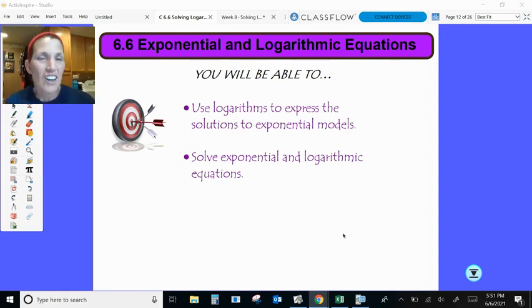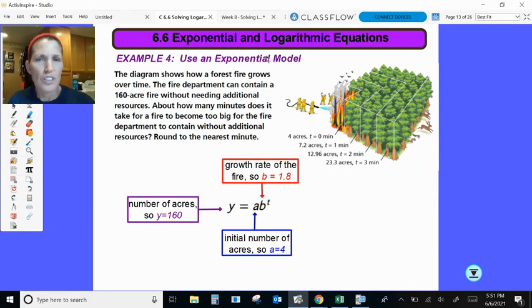Okay, this is our section on solving logarithmic equations now. Last section we did exponential functions. This time we're going to do logarithmic functions. We are going to learn how to apply, however, a little bit of modeling to this, which is going to include a little bit of exponential functions.